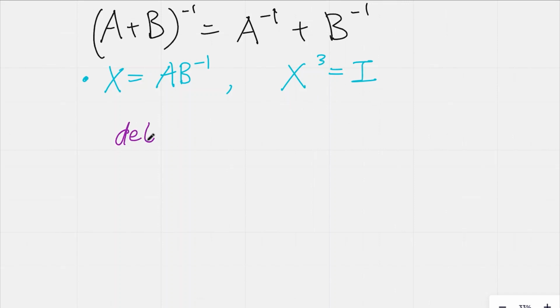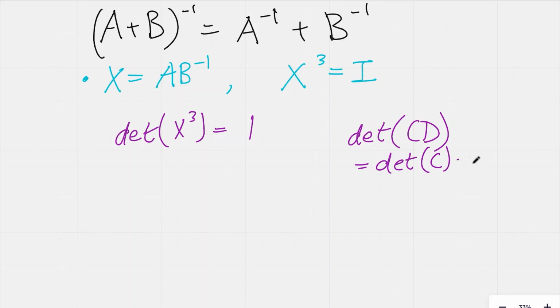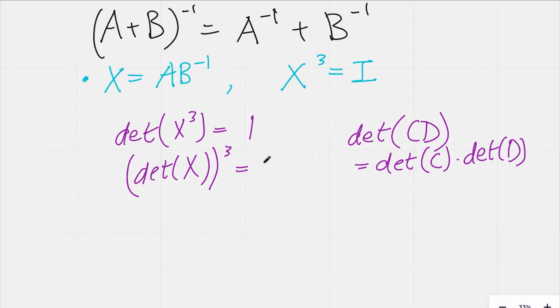Okay, so X cubed has to be equal to I, so now what I can do is just take the determinants on both sides, so the determinant of X cubed therefore equals the determinant of the identity matrix, which of course is just 1. And now we can use a famous property of determinants, and that is the determinant of two matrices multiplied together, C times D, is equal to the determinant of C times the determinant of D. So what we've got here is the determinant of X cubed, which is the determinant of X times X times X. So this is actually the same thing as the determinant of X, all cubed, equals 1. And now this is quite nice, because therefore the determinant of X is the cube root of 1.